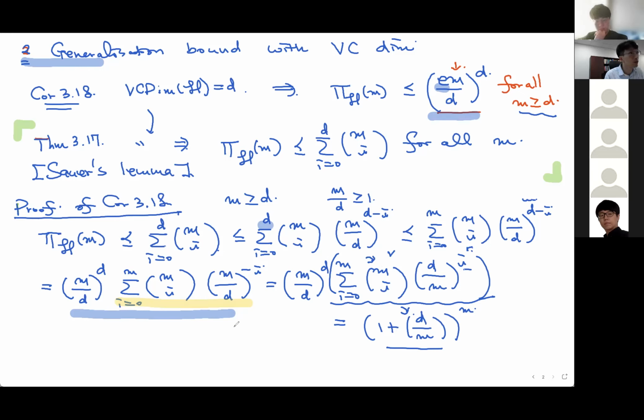But then finally we approximate this quantity by an exponential function, because 1 plus x is at most e to the x. This is used many times. So if we bound this, that's going to be e to the m times d over m, which is the same as e to the d. If you put all these things together, we get an upper bound of m e over d to the d. That gives what the lemma claims.